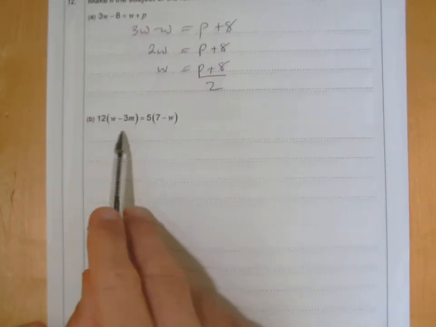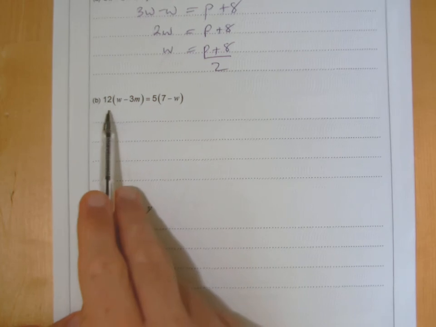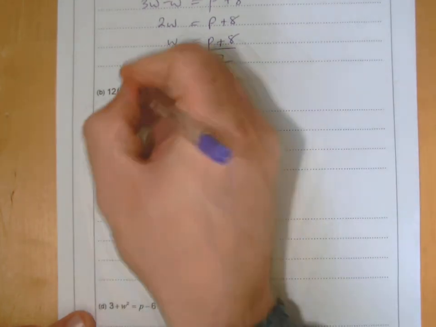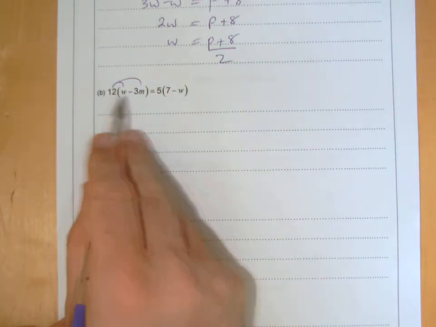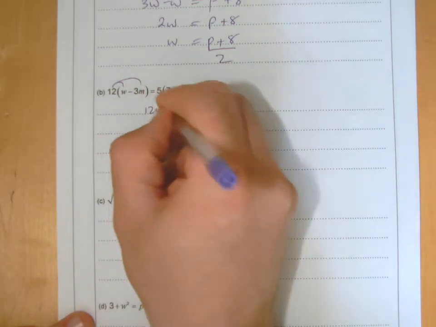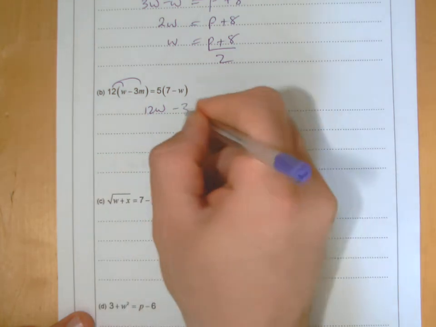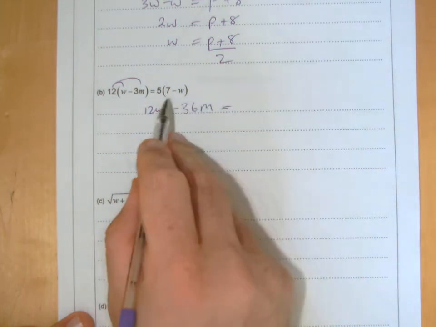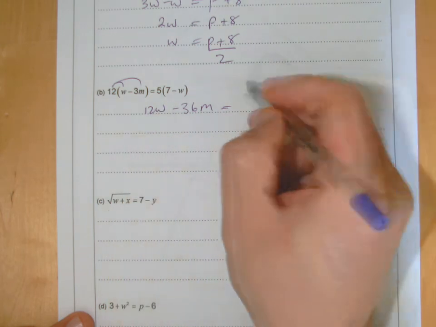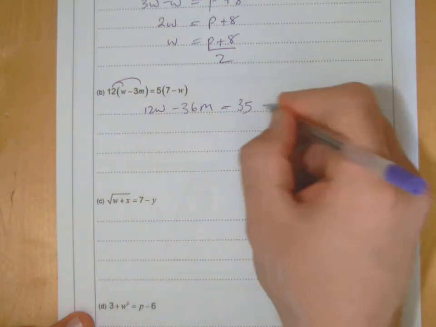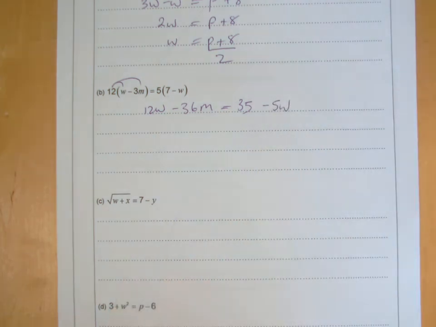B, you can see again, we've got W's all over the place. So, let's expand these brackets. 12 times W, so we'll multiply through by the brackets. 12 times W is 12W. 12 times 3M is 36M. Multiply this bracket, 5 times 7, okay, 5 times W, minus W.